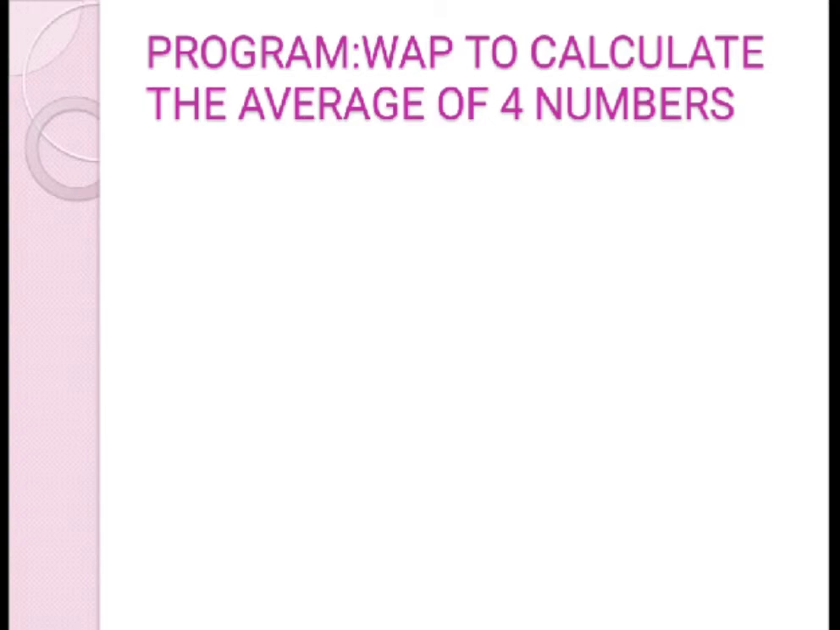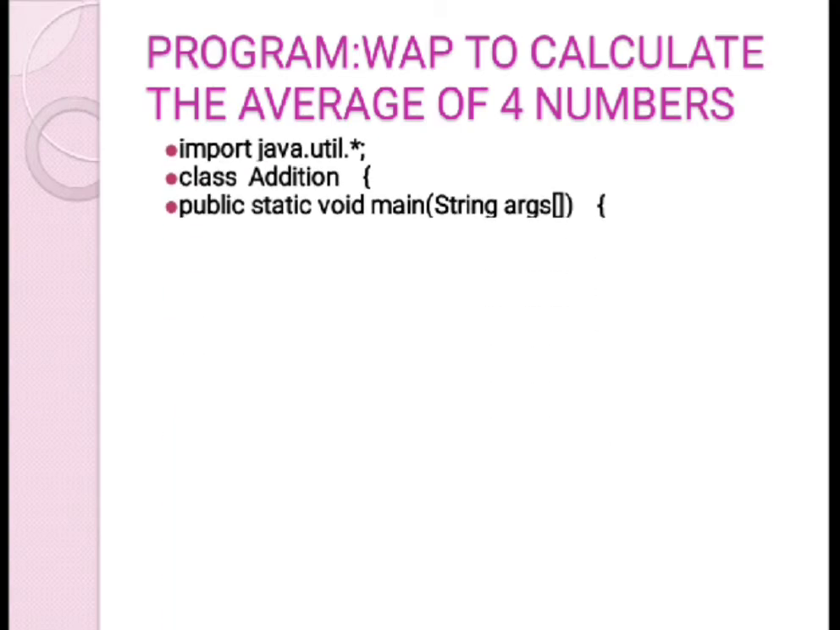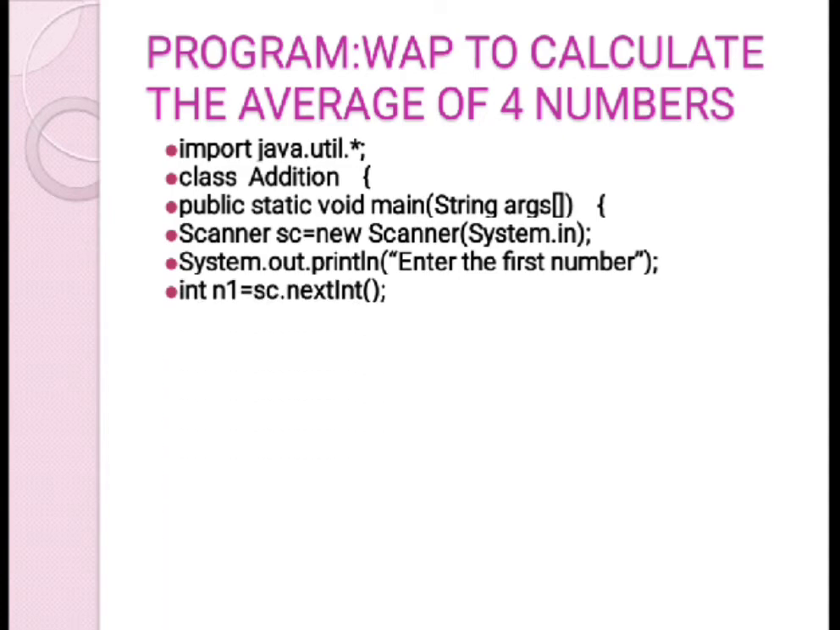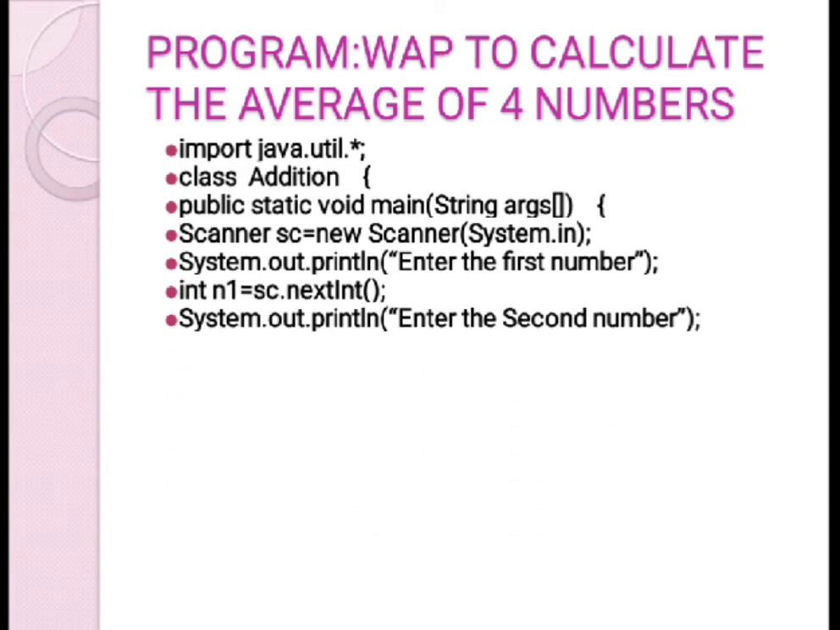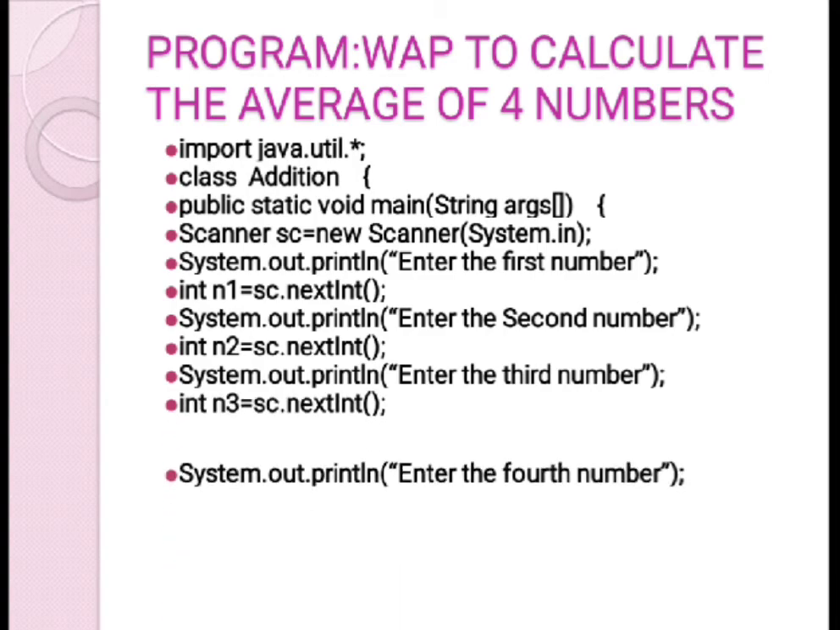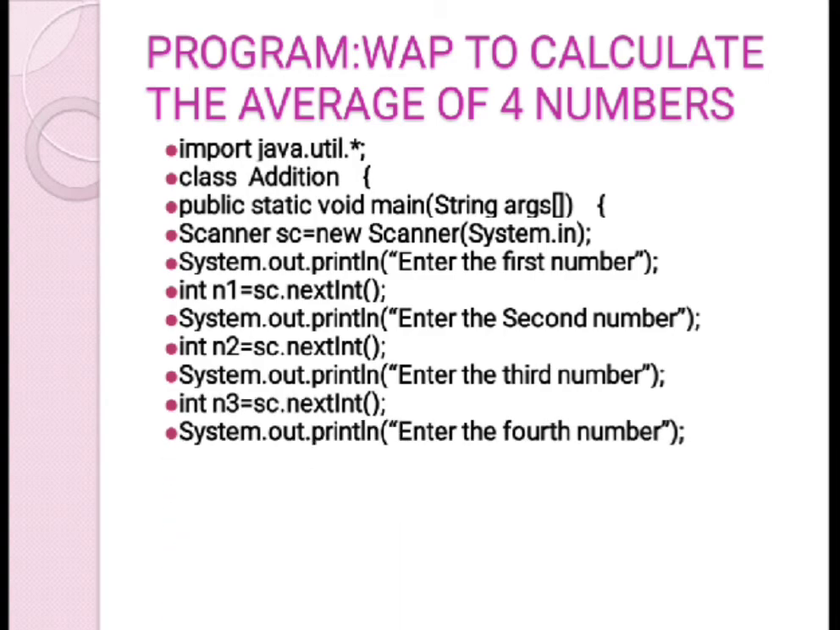Now let's discuss the third program, where we have to calculate the average of 4 numbers. First we will import the package, then the class name, then the main method. After that the Scanner class object as we are doing. Now you need to store the first number, second number, third number, and likewise a fourth number. And what is the formula for the average? The sum of all numbers divided by the total number of numbers.